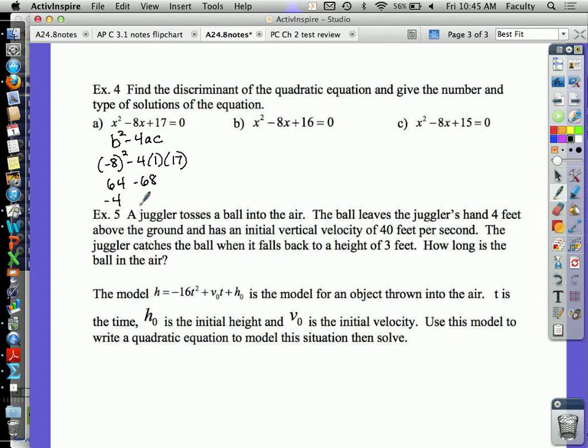So based on our chart, how many solutions are there and what type are they? We have 2 imaginary solutions. All right, try letter B and C on your own. I'll give you a head start.